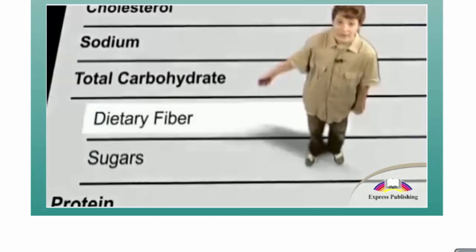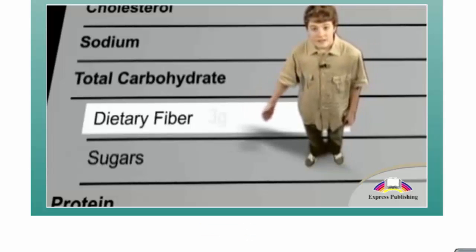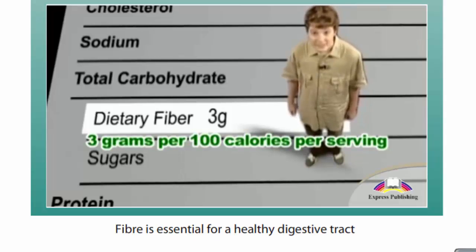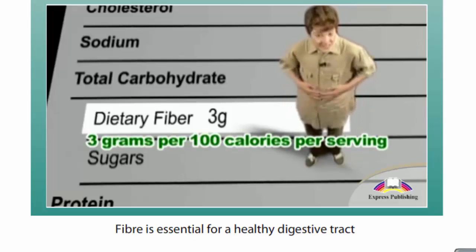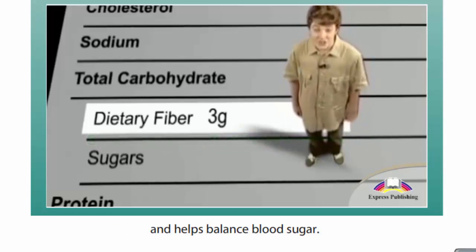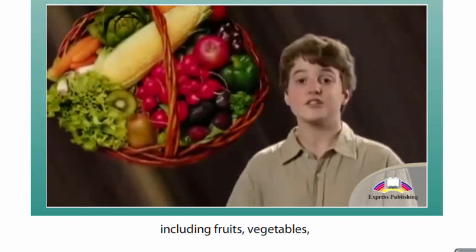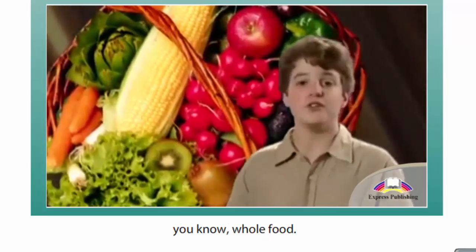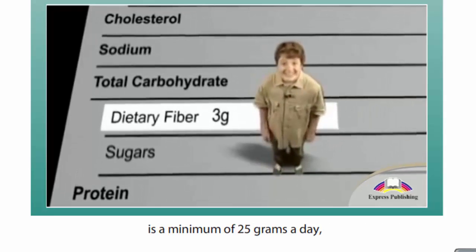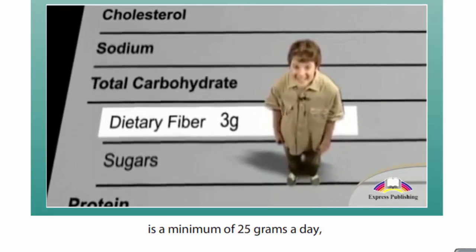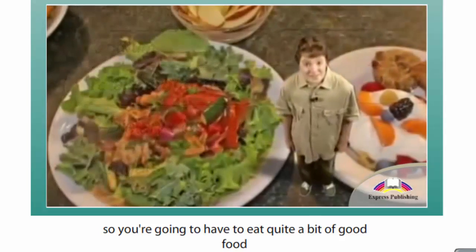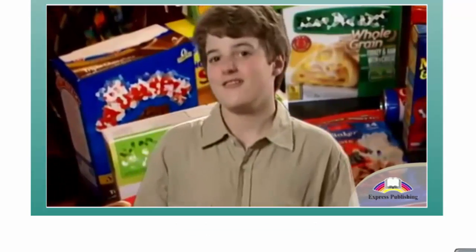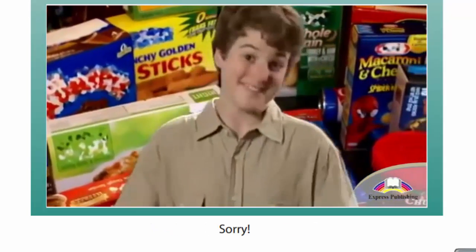Here's an important number. Dietary fiber. Look for 3 grams or more for every 100 calories per serving. Fiber is essential for a healthy digestive tract and helps balance blood sugar. Fiber comes from plants including fruits, vegetables, beans, whole grains. You know, whole food. The recommended fiber intake is a minimum of 25 grams a day. So you're gonna have to eat quite a bit of good food to reach 25 grams a day. Food products may taste good, but they don't have much fiber. Sorry.